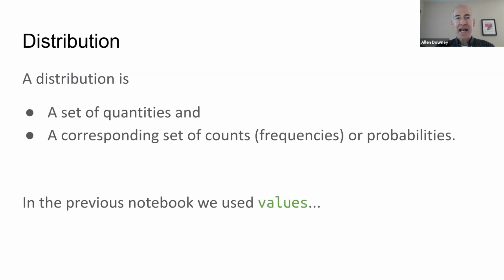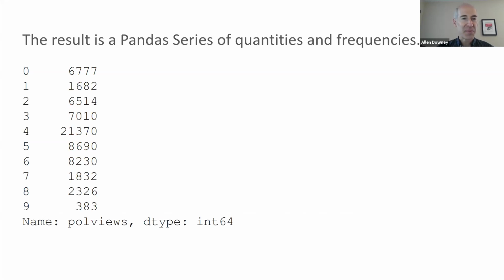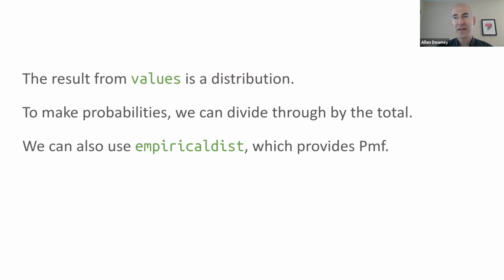The notebook introduces the idea of a distribution, which is a set of quantities and the corresponding number of times each quantity occurs, like a count or a frequency, or sometimes a probability, the fraction of responses in each quantity. In the previous notebook, we used values to compute the quantities and the number of times that each one appeared. And here was the example that we looked at. These are the responses to the political alignment question. And the quantities here are the numbers 0 through 9, and the frequencies are the number of times each one occurs. So this is a distribution, and that's one way to represent distributions.